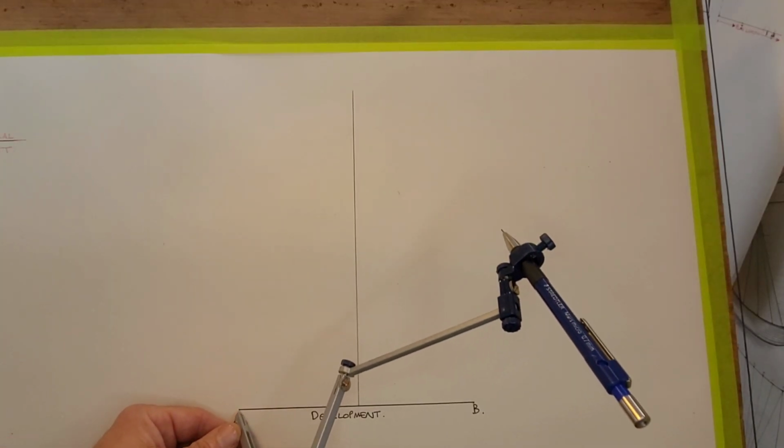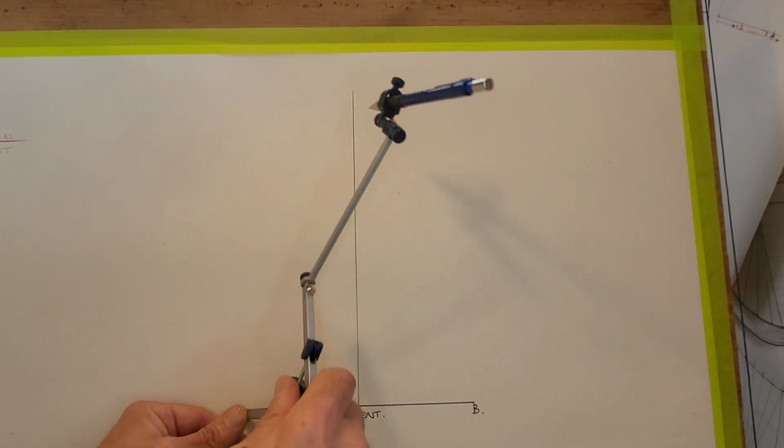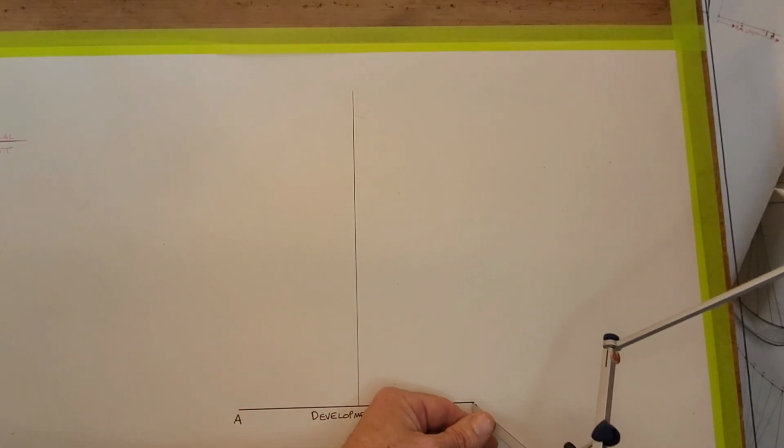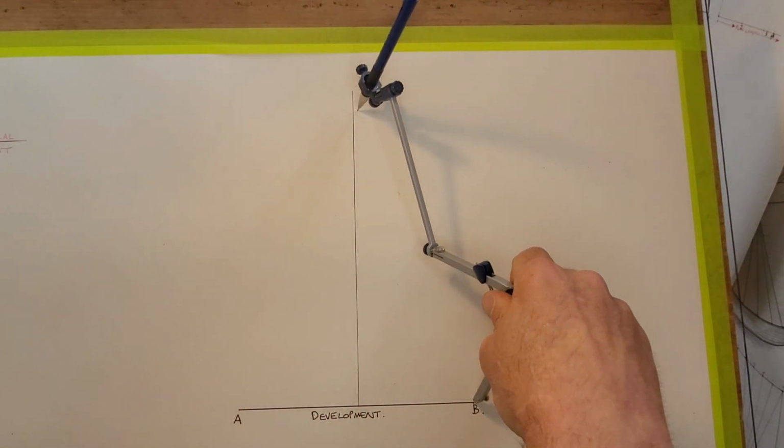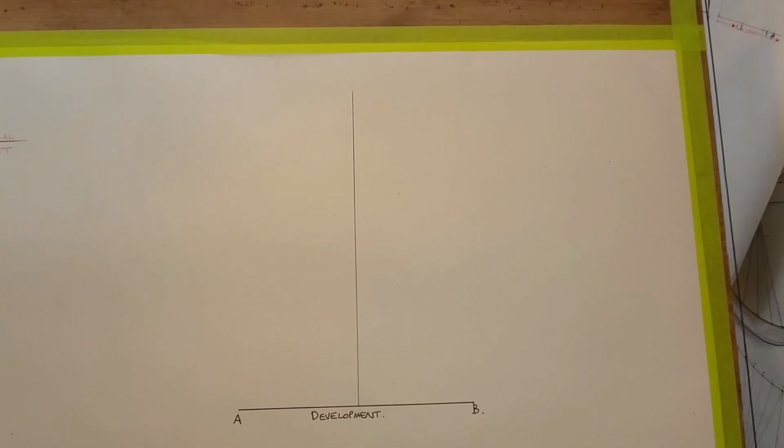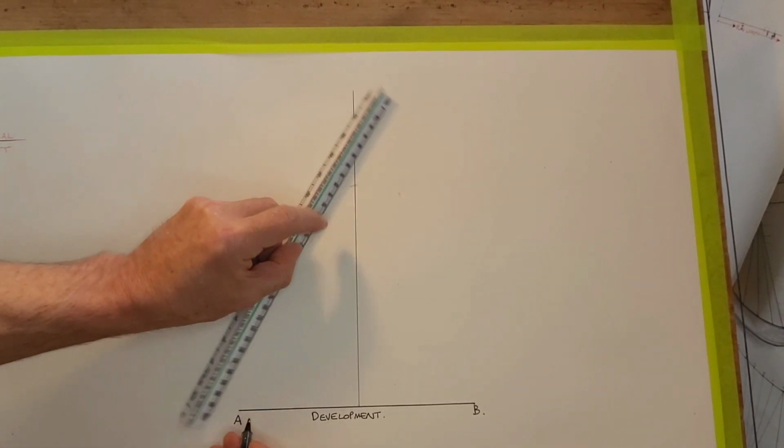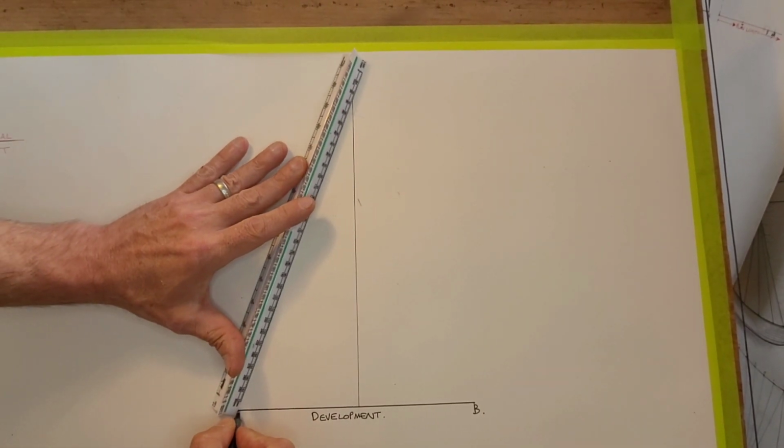We'll take that dimension, we'll swing an arc across the centre line, and an arc across the centre line matches up beautifully. And from that point, this is our starting point of our development.